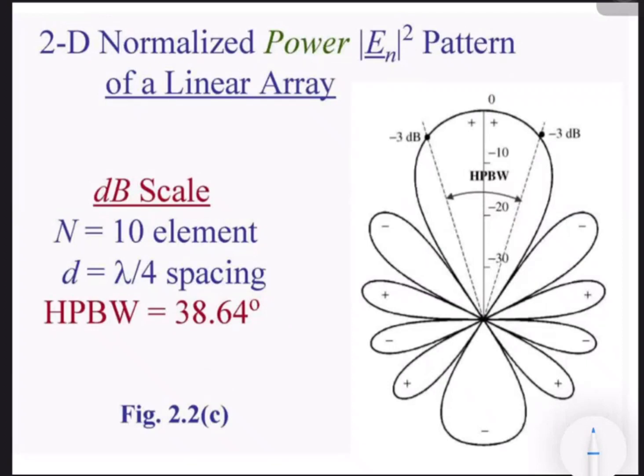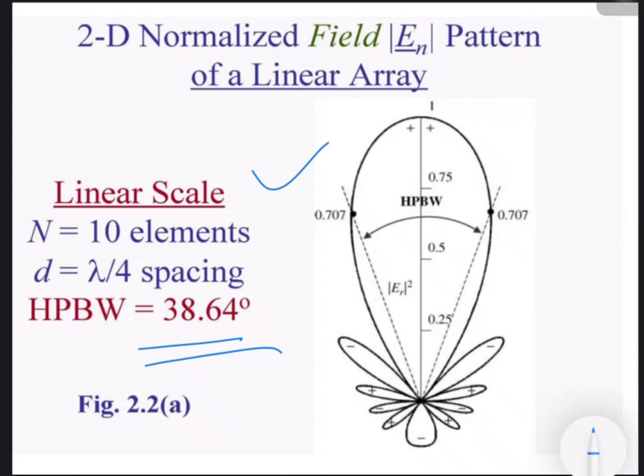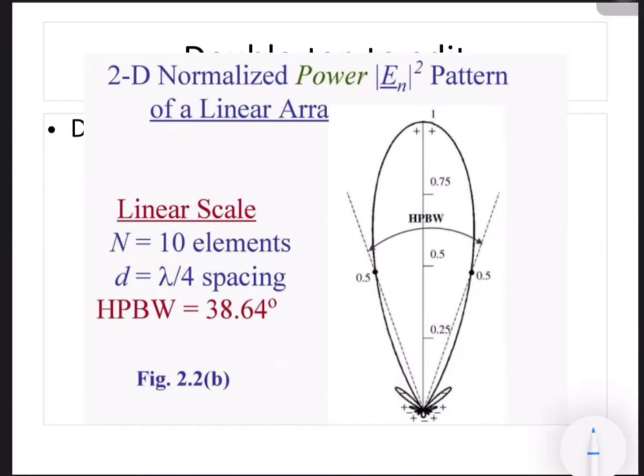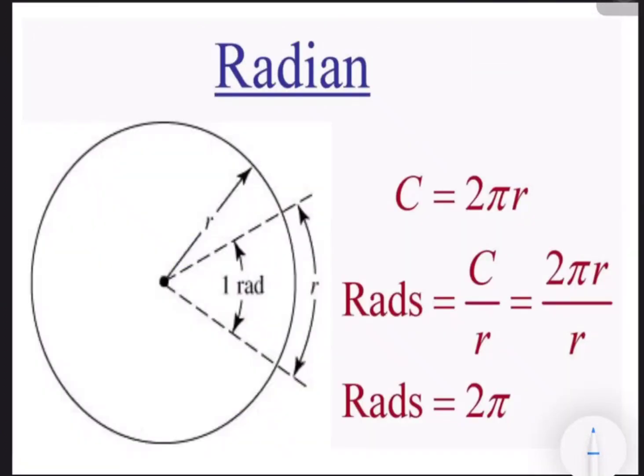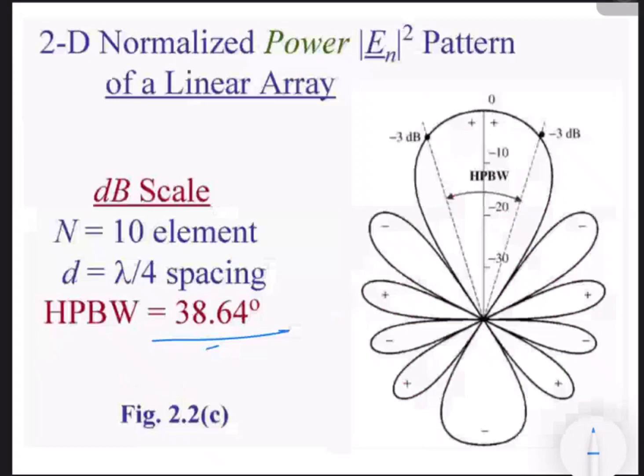Suppose you are representing in terms of power pattern, then also it is 38.64. So please notice, the difference can be understood. In 2D, this is the normalized field pattern representation, and this is the power pattern representation. This is the normalized power E square pattern of a linear array, and the power can be expressed in terms of radius. So this is the power representation in terms of the angles.